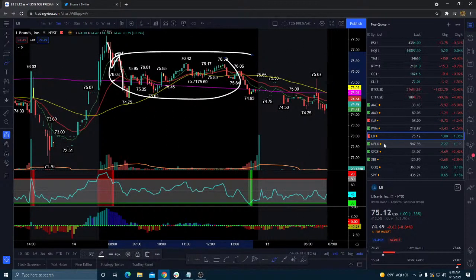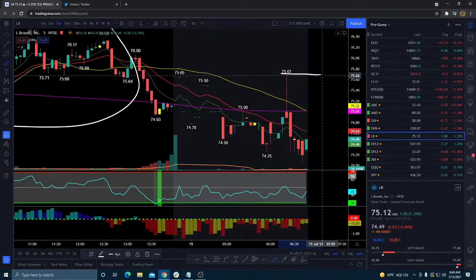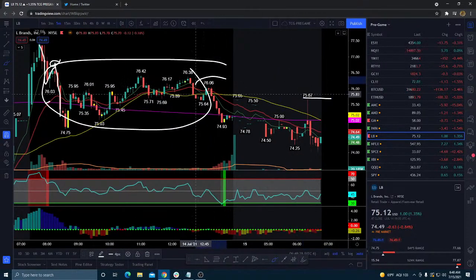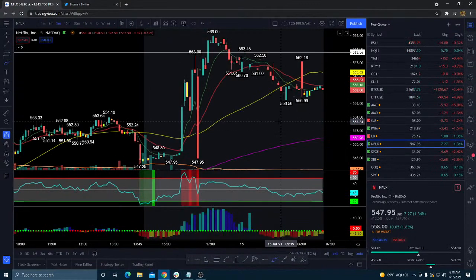So LB, I like for more short action today. Another king of the mountain trade. They had the 20 million share offering, and I'm still bearish on this chart, 75.67 and 76.06. If we were to bounce up into those areas, it could offer another opportunity to short.